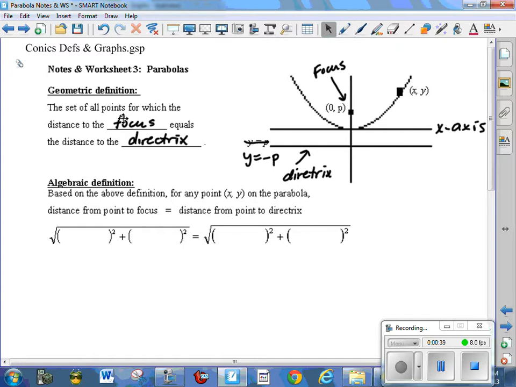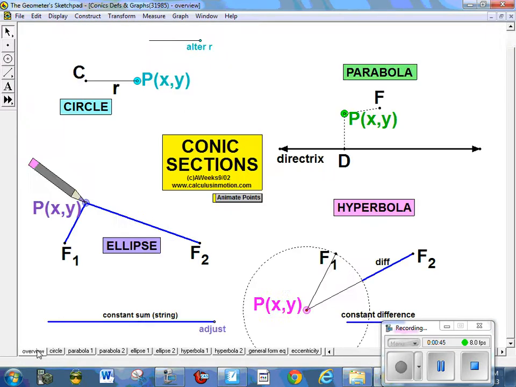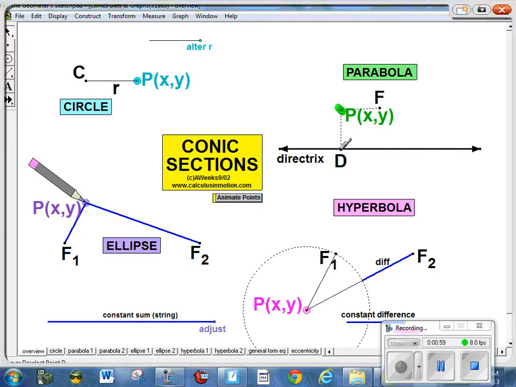So let's look at an animation that will help us see how a parabola is constructed. You'll see a lot of different conic sections, but I want to focus on what happens with the parabola. So look at the parabola here. Now notice I have a point here where the distance from the point to the focus and the point to the directrix is equal. And always notice that the distance to the directrix is a perpendicular line.